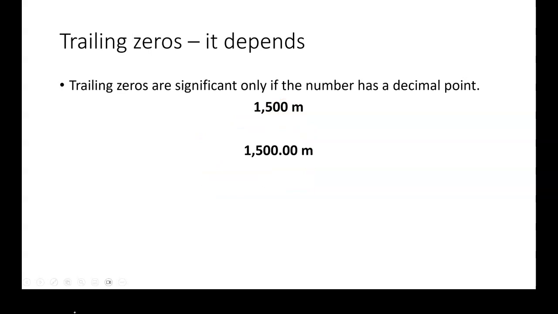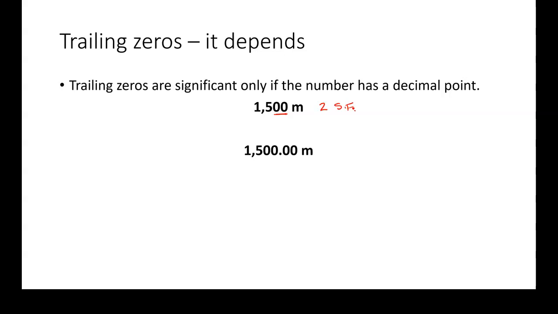Now we have a trailing zero, and it depends. Trailing zeros are only significant if the number has a decimal point. In this case right here, these are not significant because there's no decimal point. And so we only know to the hundreds place. We know this measurement accurate to the 100 meters, so 1,500 meters. Then the uncertainty is in this digit right here. And so this would have 2 sig figs.